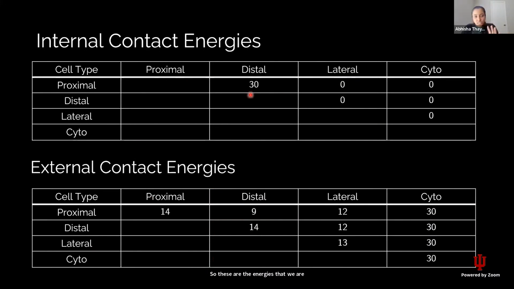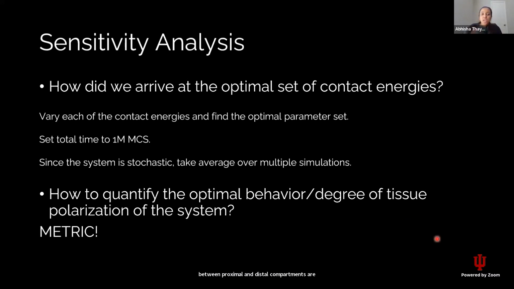Clearly, the internal contact energy between proximal and distal compartments is the highest, and the external energy between cytoplasm and other compartments is the highest. The external energy between proximal and distal compartments is the lowest. So the question is, how did we arrive at this optimal set of contact energies? We did extensive parameter optimization. We varied each of the contact energies individually and found the optimal parameter set.